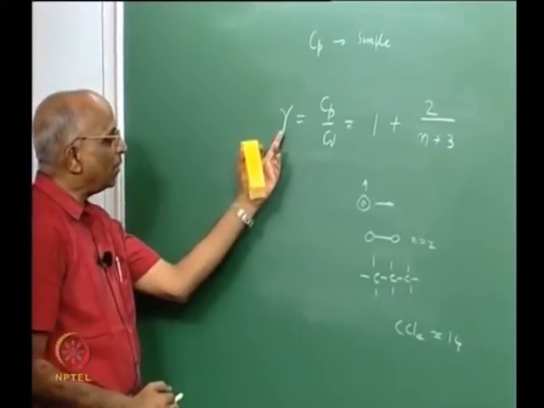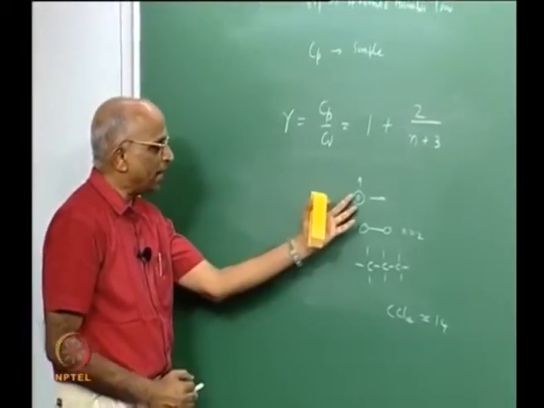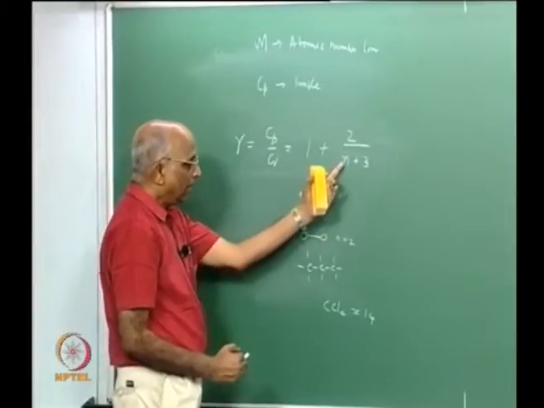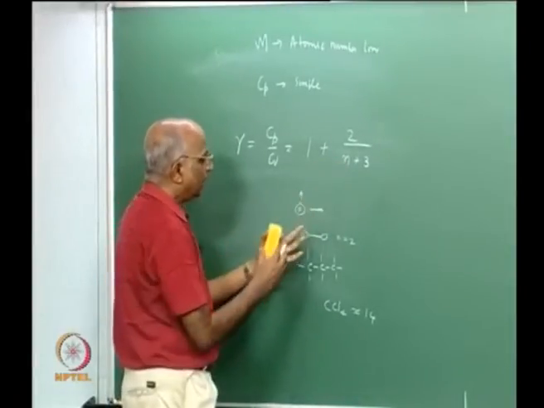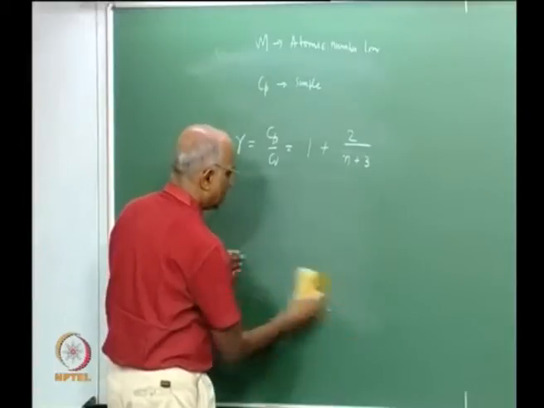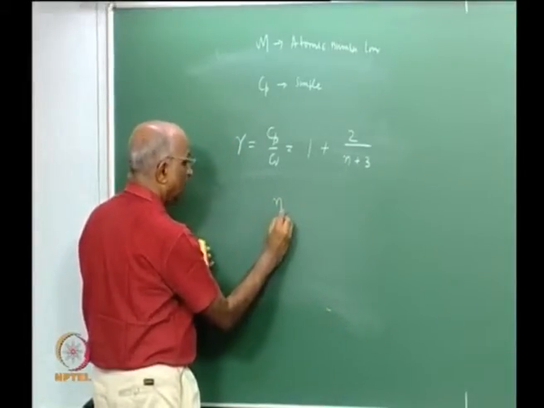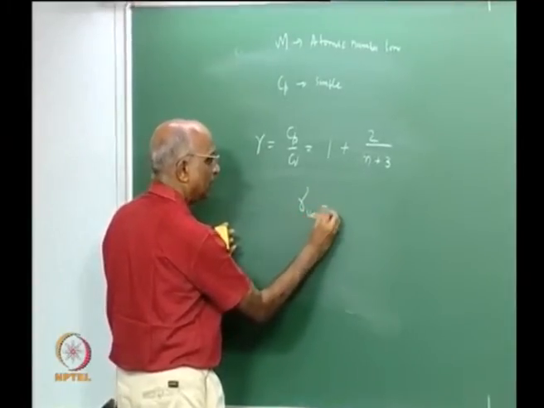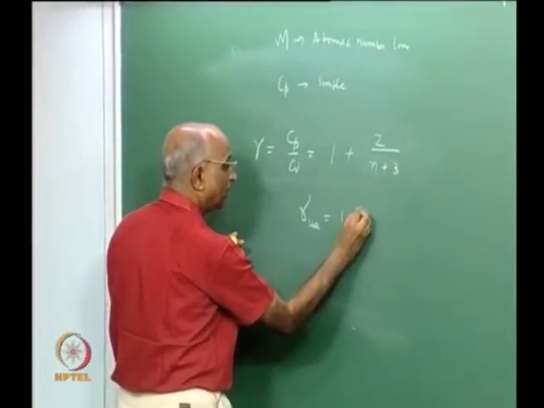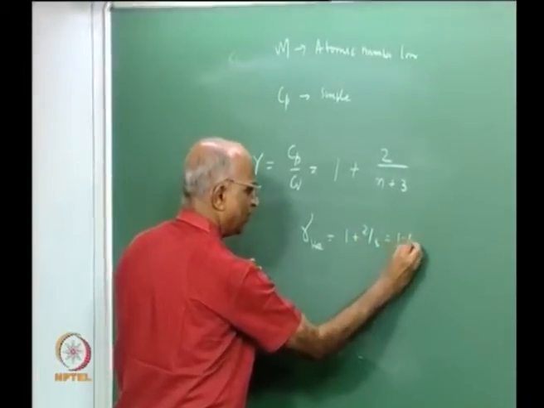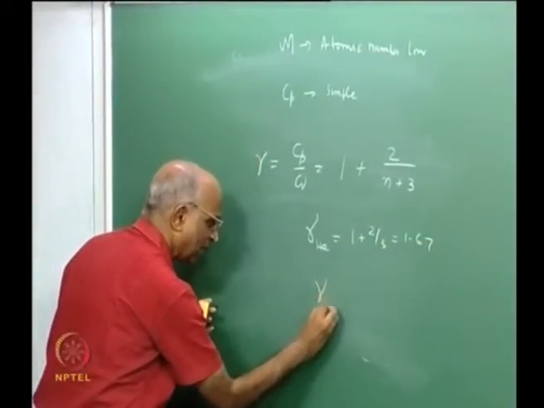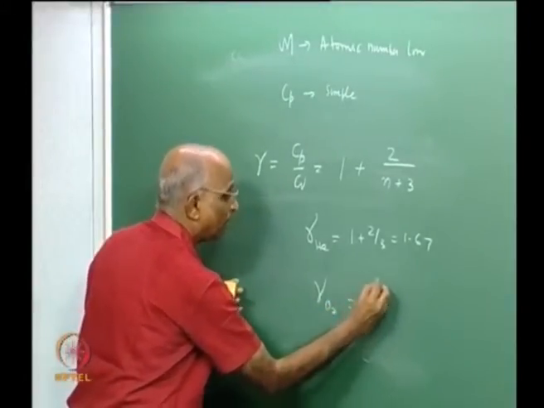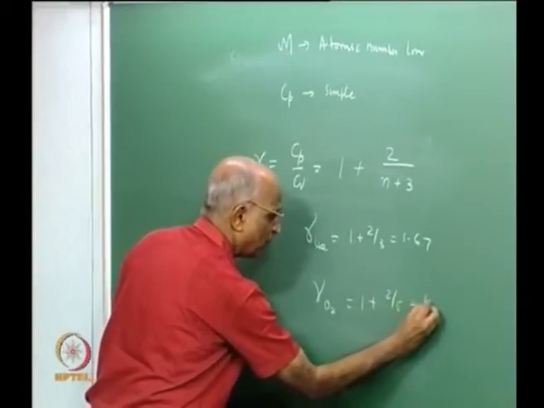Therefore, for the gamma value for a monoatomic gas, for which the number of degrees of freedom is only 3, and n shows more than 3 for others, we say for monoatomic gases, like helium, gamma is equal to 1 plus 2 by 3, which is equal to 1.67. For diatomic gases like oxygen, hydrogen, nitrogen and all that, you have 1 plus 2 by 5, which is 1.4.